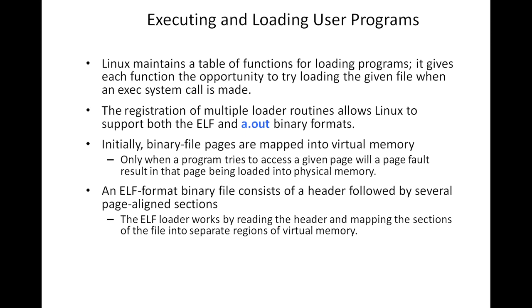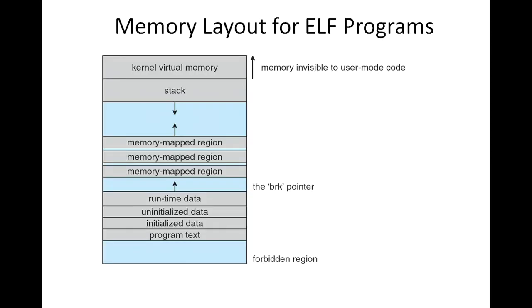Initially, the binary file pages are mapped into virtual memory, and an ELF format binary file consists of a header followed by several page-aligned sections, as shown in this particular diagram. So at the top we can observe kernel virtual memory. It is used by the kernel in kernel mode, which is not visible to user mode code or user programs. Followed by kernel virtual memory, there is the stack memory, which is growing here.